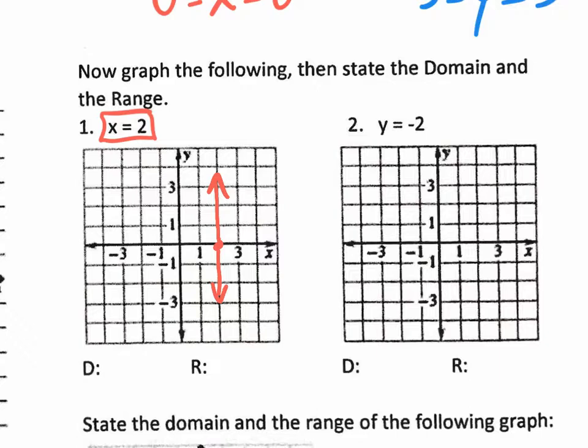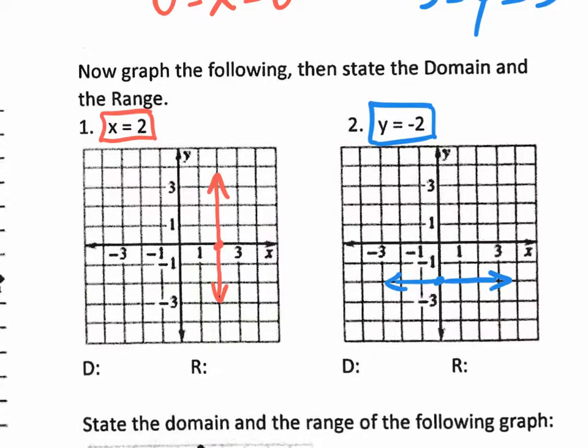Okay? And how about the y? Well, if y equals a number, then you go to the y-axis. Here's the y. Go to the value of negative 2. Put a dot right there. And then that's going to be a line right through it, which in this case is horizontal.